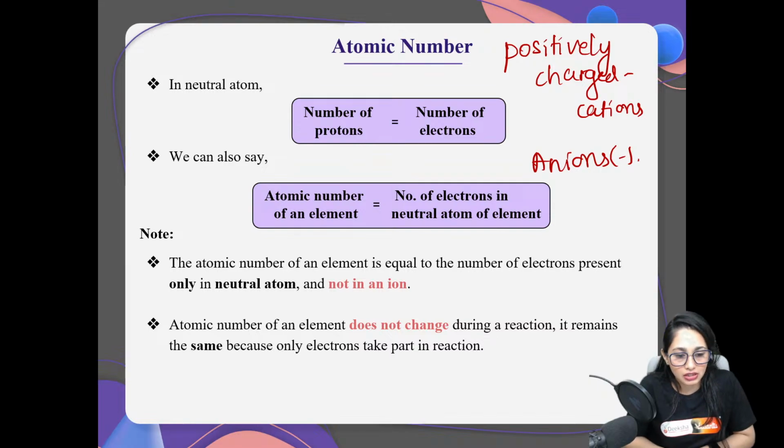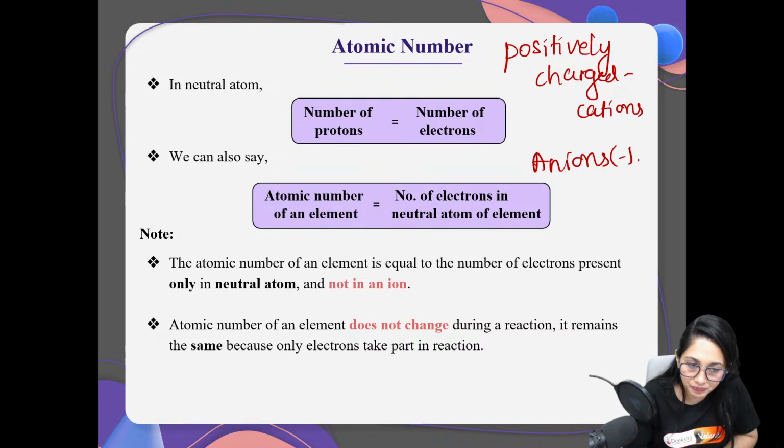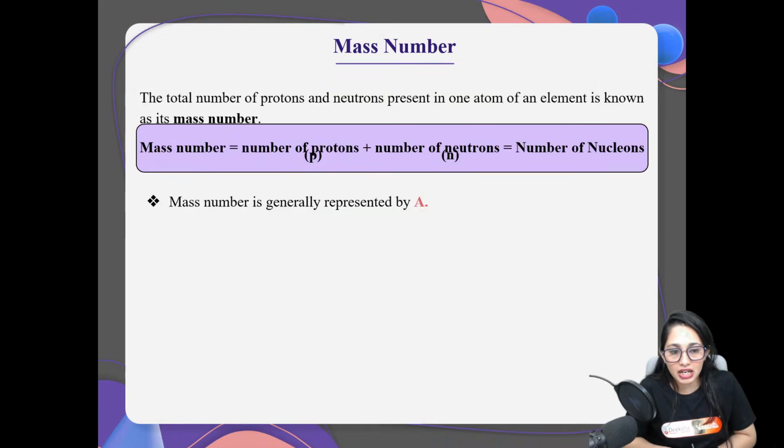Next, the atomic number of an element does not change during a reaction. It remains the same because only electrons take part in the reaction. The atomic number of an element is not going to change in the reaction because what is going to take part in the reaction? Only the electrons. Mass number is also very simple.